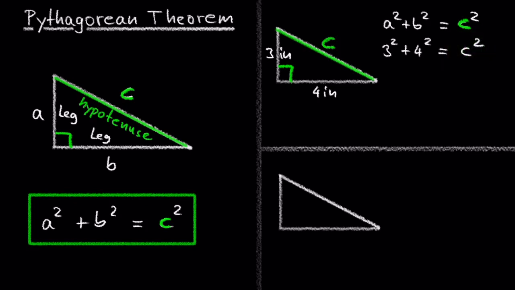The next step is simple. We just have to isolate the c and we're done. So 3 squared is 9 and 4 squared is 16. So we get 9 plus 16, which is 25. And after taking the square root of both sides, we get c equals the square root of 25, which is 5. So the length of the hypotenuse is 5 inches. And we're done with this problem.